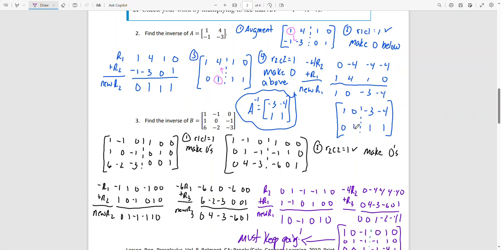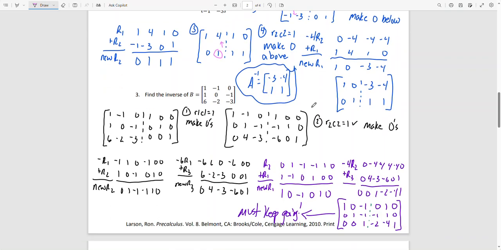Notice we have the identity matrix over here. And so on this side, we have the inverse. All right, there is our inverse matrix. Negative 3, negative 4. Second row, 1, 1. If you were to multiply these two matrices together, you would indeed find that they multiply to give you the identity. And that's not too bad, right? I was able to cram it in here.